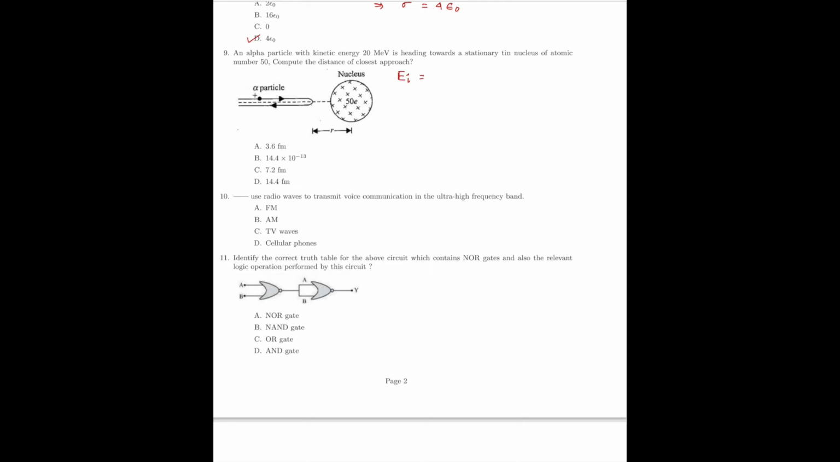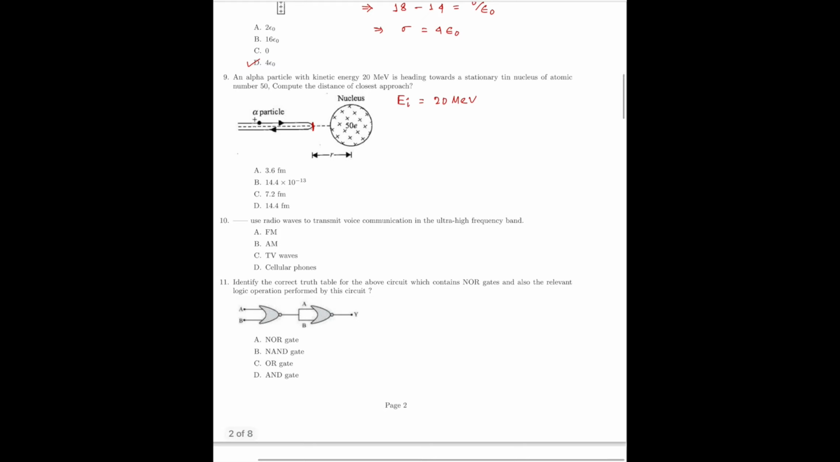So the initial energy Ei of the alpha particle is 20 MeV. Now when it comes to the turning point, the alpha particle has zero kinetic energy because it stops for a moment and then retraces its path back. At this point, the system of the alpha particle and the nucleus has only the electrostatic potential energy, 1 by 4 pi epsilon 0 times 50 e, the charge of the alpha particle being 2 times the charge of the electron, divided by R.